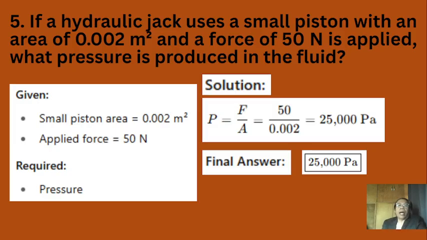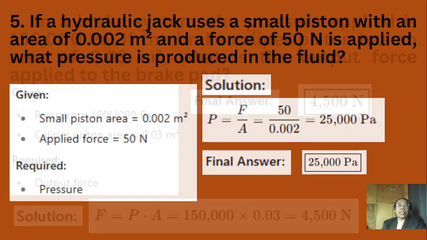Number 5. A hydraulic jack uses a small piston with an area of 0.0002 meters squared and a force of 50 Newton is applied. What pressure is produced in the fluid? Given small piston area, 0.002 meters squared, the applied force is 50 Newton, required pressure. Use the formula P equals F over A. Substitute the given data. The final answer is 25,000 Pascal or 25 kilopascals.